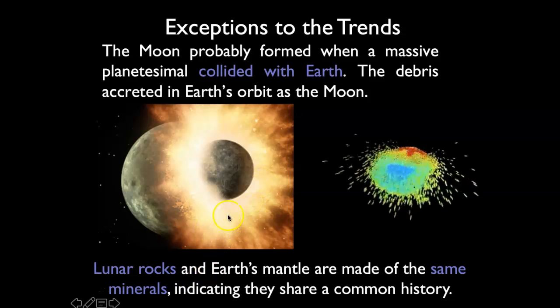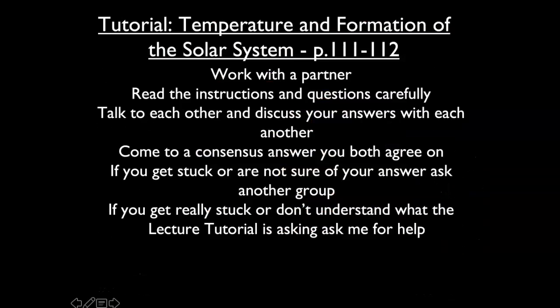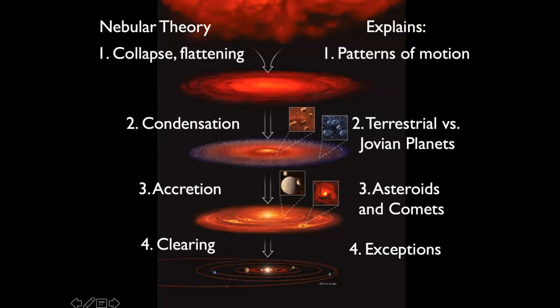Right? So that's why I say the nebular theory is the best idea we have today to explain the formation of our solar system, because it can explain all of the normal stuff, all the major trends, but it can also explain the exceptions. So that's why the nebular theory is the best theory we have for explaining how our solar system formed and why our solar system looks the way that it does.